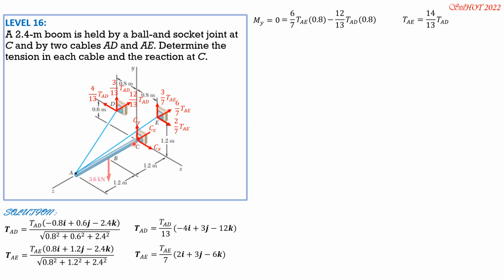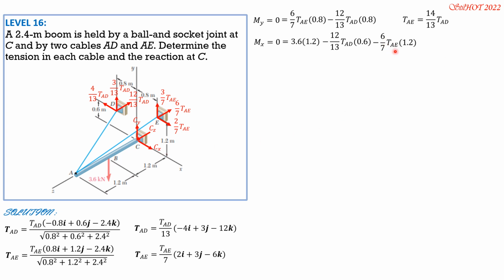And if we sum up moment about the x-axis, then we can now solve the tensions. So moment about the x-axis by right thumb rule equals 0. Then it is equal to 3.6. This is the positive sense of moment about the x-axis. So 3.6 times 1.2, minus 12 over 13 tension AD times 0.6, then minus 6 over 7 tension AE times 1.2.